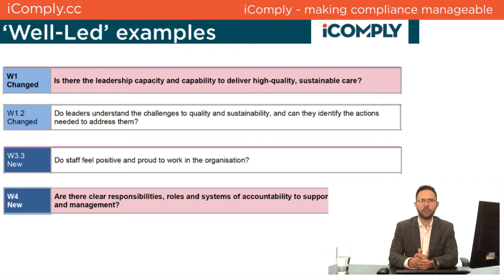W3.3, this is very similar, tied in with the more of the staff focus that I was talking about before, but do staff feel positive and proud to work in the organisation? That's a key line of inquiry, that's an inspection prompt now. So, in iComply we have the staff satisfaction survey. Again, if you don't use iComply, I'm sure you can come up with a staff satisfaction survey. But you want to ask your team members, are they proud? Do they feel positive? What are the problems?